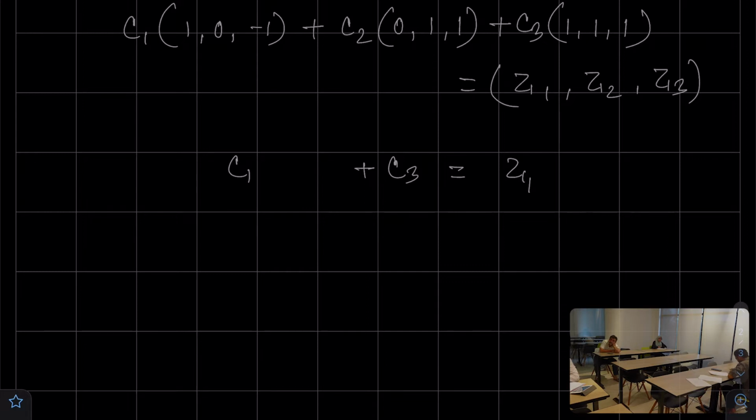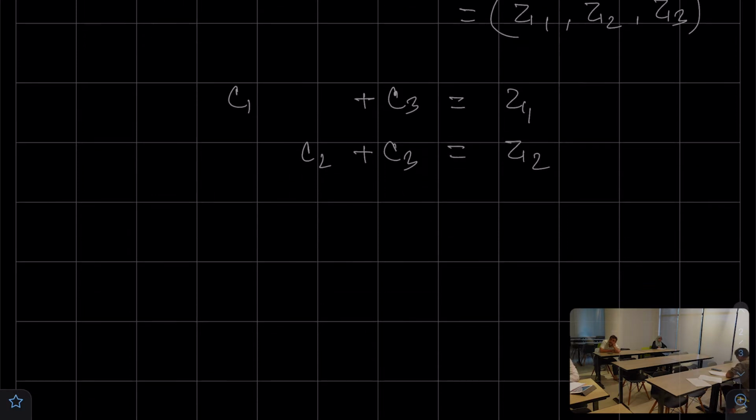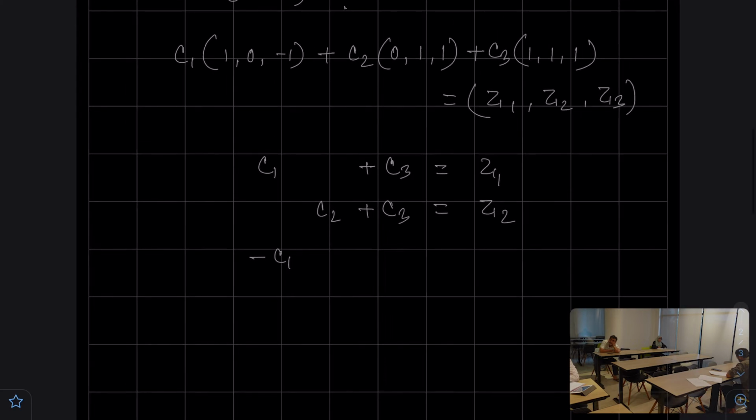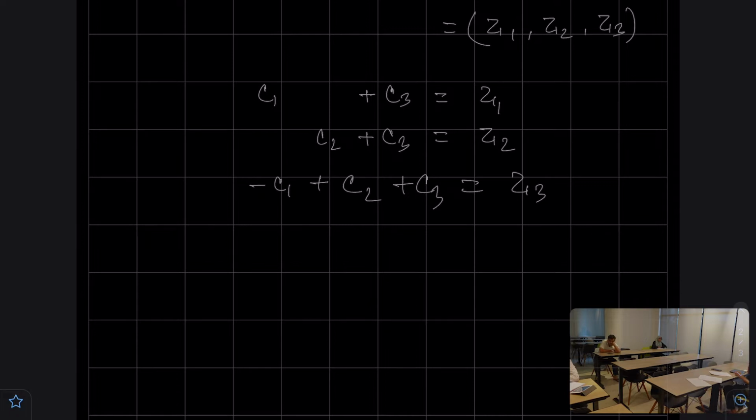Then C2 plus C3 is equal to Z2, and minus C1 plus C2 plus C3 equals Z3. So this is an inhomogeneous system of linear equations, right? And in one of our previous classes, we proved that not every inhomogeneous system has a solution, right? So there are conditions that need to be fulfilled so that an inhomogeneous system can have a solution.